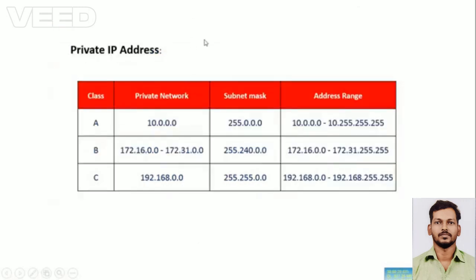So here are the private IP address ranges. These addresses are used to work within an organization or within local networks. This is a /8 network, /12 network, and /16 network. This is 10.0.0.0, whose subnet mask is 255.0.0.0, and this is 172.16.0.0 to 172.31.255.255. Here the third private range is 192.168.0.0 to 192.168.255.255. So these IPs are used to work within the local network.